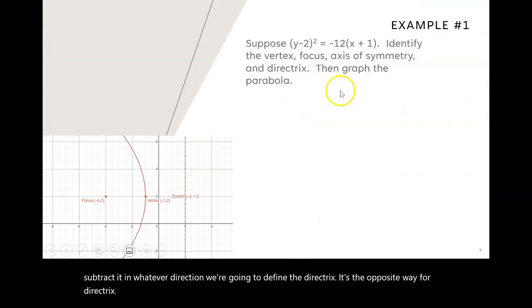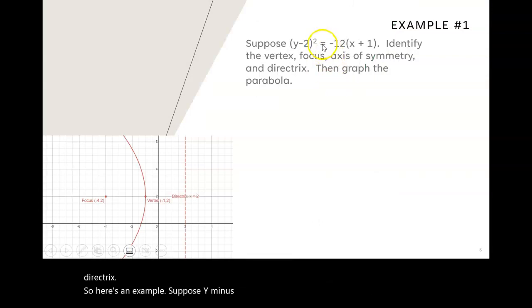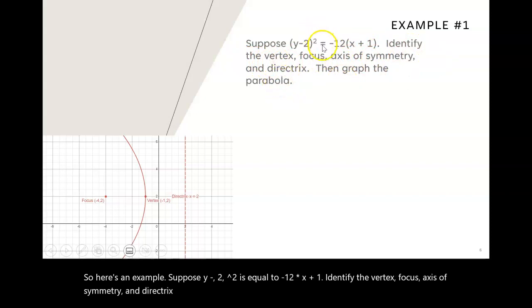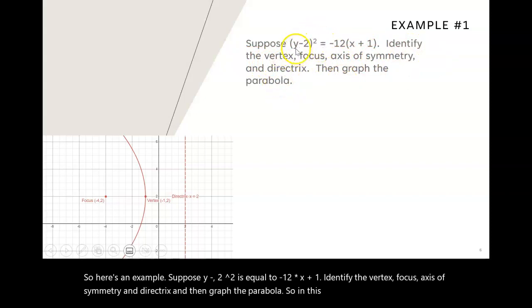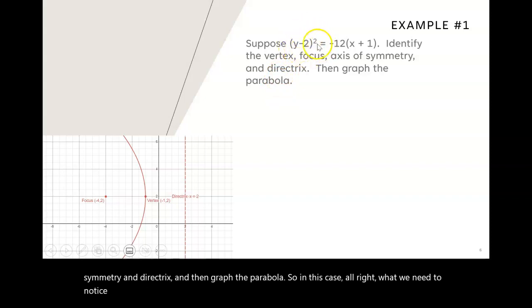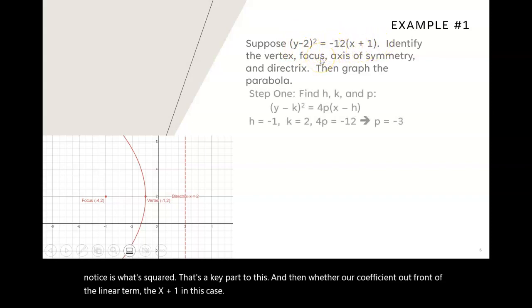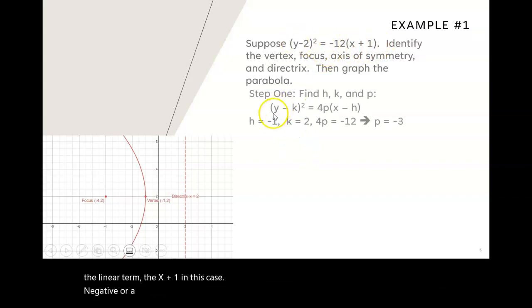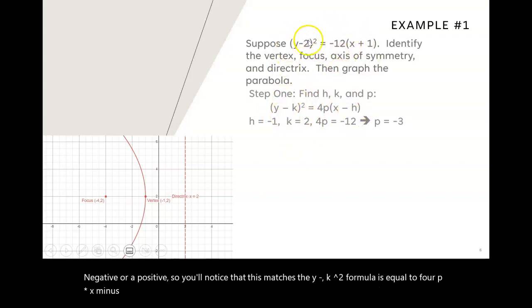So here's an example. Suppose y minus 2 squared is equal to negative 12 times x plus 1. Identify the vertex, focus, axis of symmetry, and directrix, and then graph the parabola. So in this case, what we need to notice is what's squared. That's a key part to this. And then whether our coefficient out front of the linear term, the x plus 1 in this case, is negative or positive. So you'll notice that this matches the y minus k squared is equal to 4p times x minus h formula. So it's just a game of matching in this case.